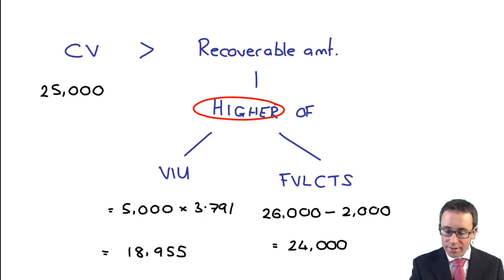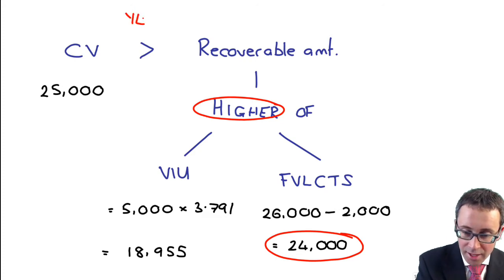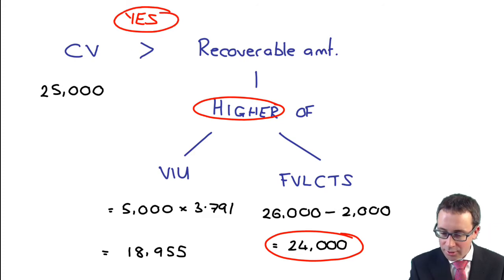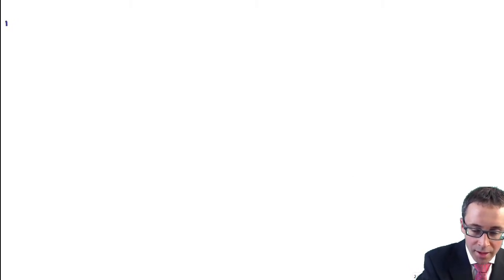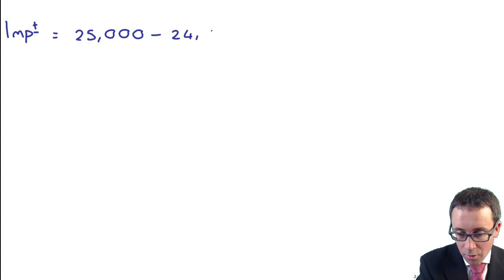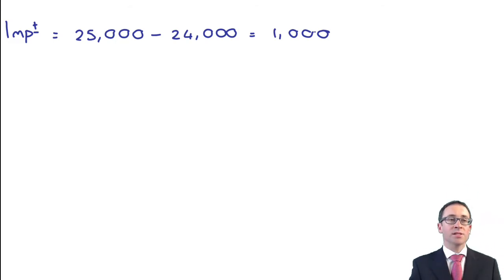Okay. The higher of the value in use and the fair value less cost to sell, how much is it? Yes, it's there, isn't it? That's 24,000. Our carrying value is 25. So the fair value less cost to sell is 24, which is therefore the recoverable amount. Is that carrying value greater than the recoverable amount? I think the answer there is yes, isn't it? 25 is greater than 24. So we need to work out the impairment. If the asset is currently worth 25,000, it is now worth 24, then the impairment is 1,000, isn't it?